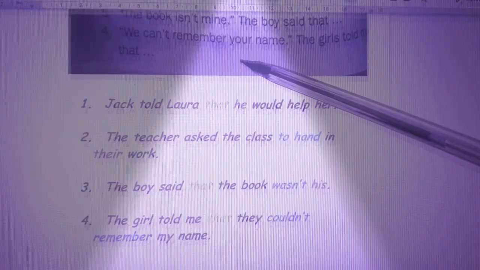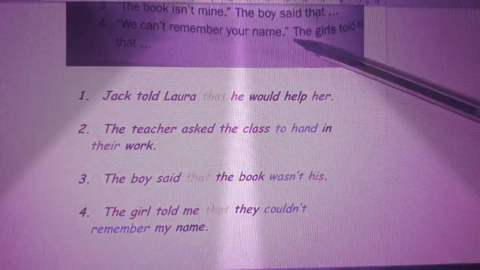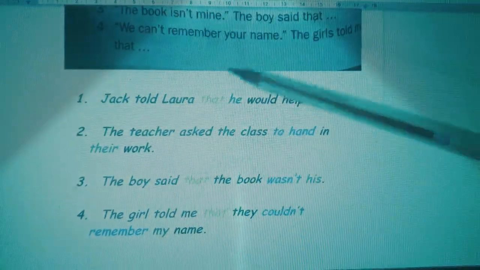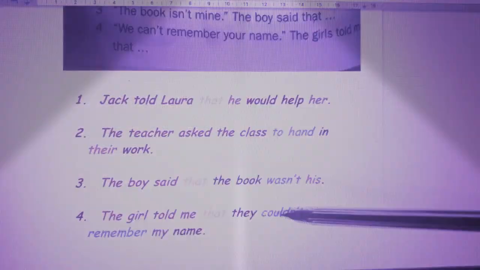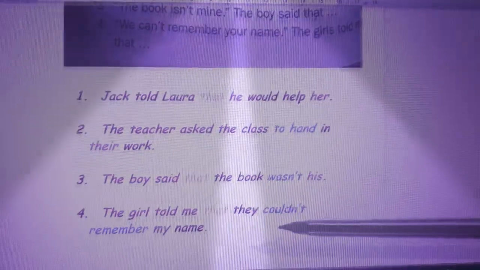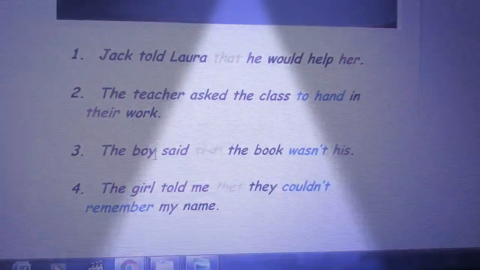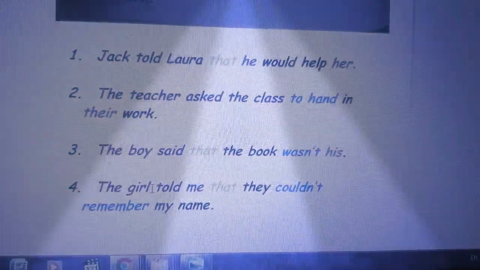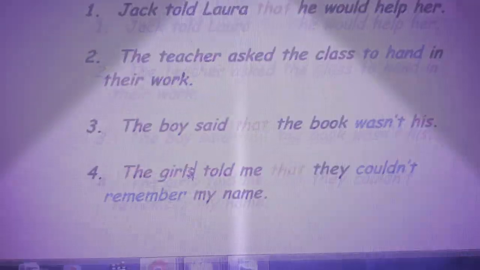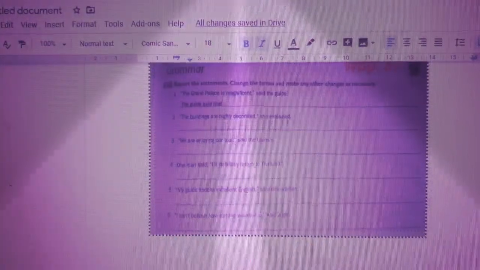Okay. Number 4. We can't remember your name. The girls told me that they couldn't remember my name. So as you can see here, I missed that letter S to make it plural. The girls told me that they couldn't remember my name. This is the last question for today in this video.